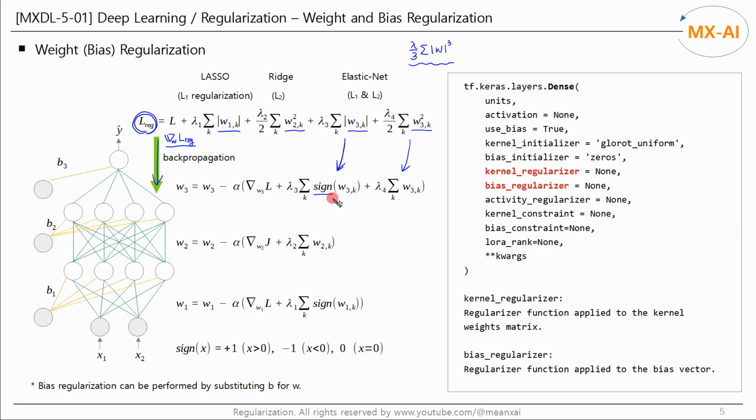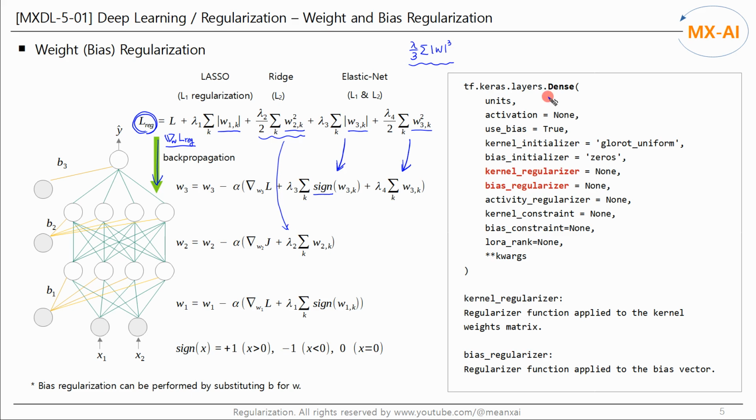The sign function returns -1, +1, or 0. The partial derivative of this term with respect to W3 is like this. Therefore, we can update W3 with gradient descent as follows. For W2, we only need to use the partial derivative of this term with respect to W2. Bias regularization can also be performed by substituting B for W. Both W and B regularizations can be applied together.